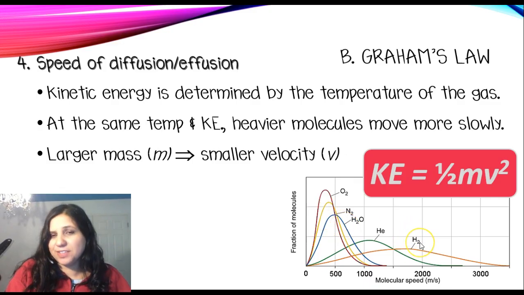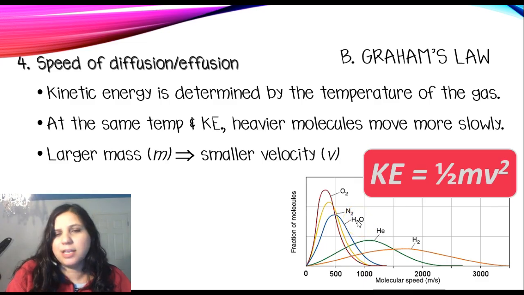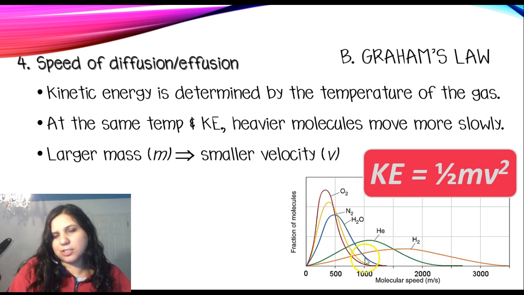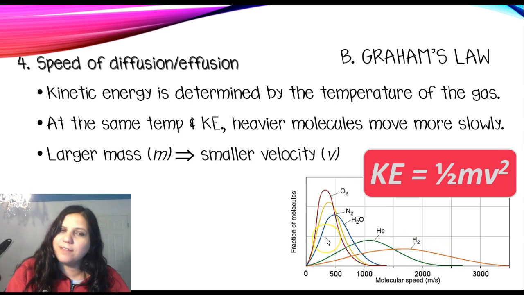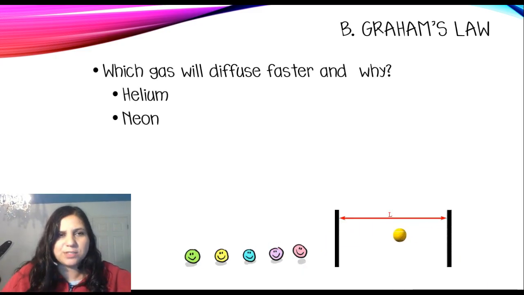Okay, why is hydrogen moving the fastest? That's because if we look at its molar mass, it's 2.02 grams per mole. Helium, about 4 grams per mole. Water, 18.02. Nitrogen, 28.02. So you notice as you move this direction, they're moving slower because they're getting heavier and heavier. All right, so I have some questions for you.